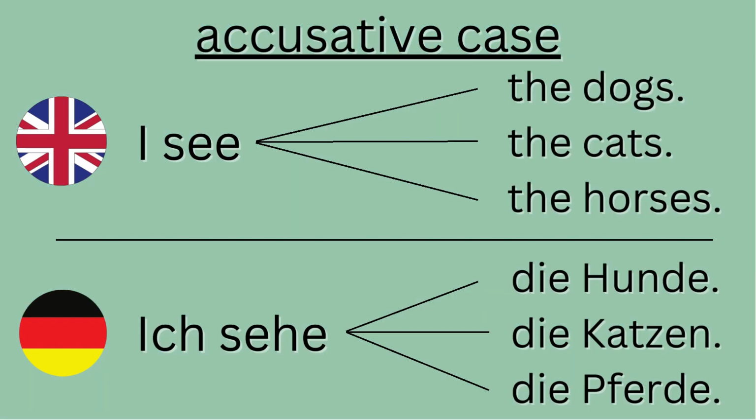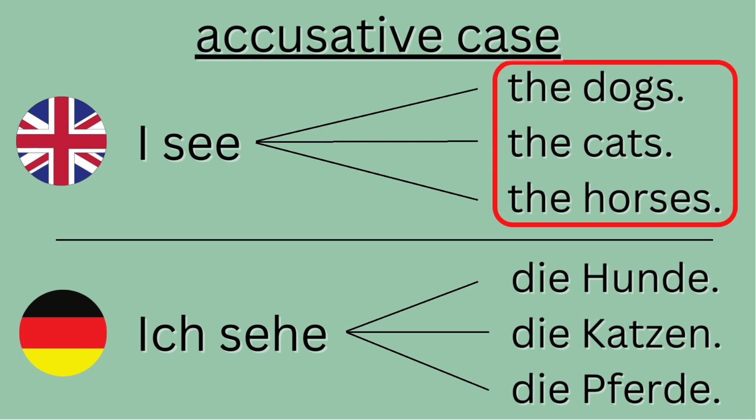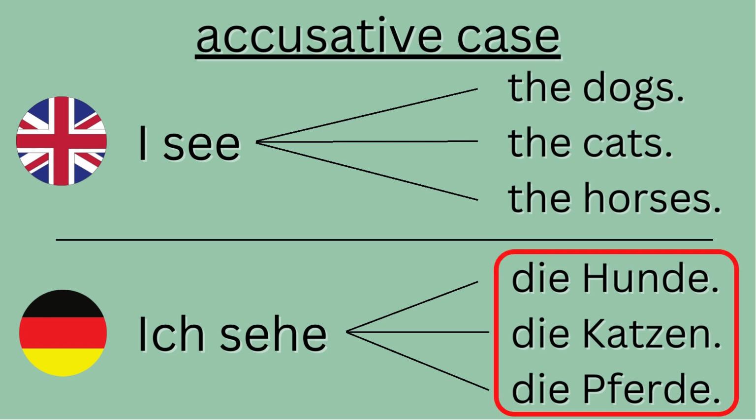Let's use the accusative case. So in this case, the dogs, the cats, and the horses are the direct object, the direct recipients of the action. I see the dogs, the cats, the horses. Ich sehe die Hunde. Ich sehe die Katzen. Ich sehe die Pferde. And you can see that the nominative and the accusative case in the plural is the same. They're identical. They look the same. They just happen to take the same form.